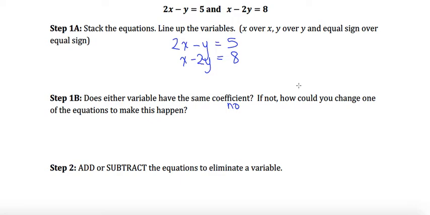So we want to either make the x coefficients the same or the y coefficients the same. Truthfully, it doesn't matter which one you choose. So we're going to either be multiplying equation 1 by something to make the y value the same, or we can multiply equation 2 by something to make the x's the same. And sometimes we might have to multiply both equations by something to make them both the same. That's important to remember.